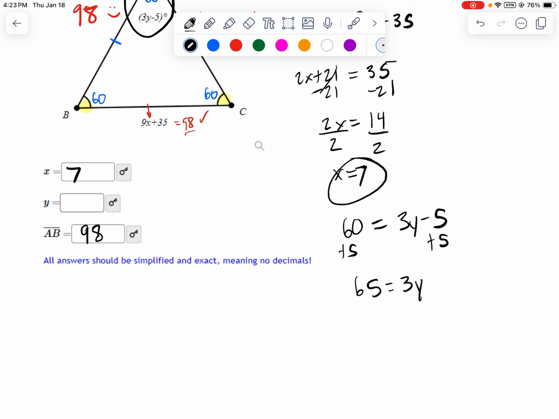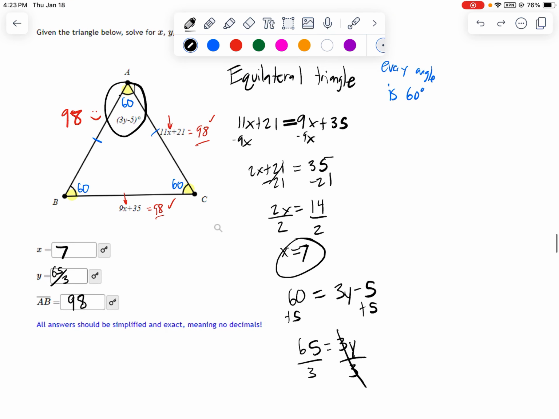Then just finish it off. Undo that multiplication with division. Divide by 3 on both sides, and we get 65 thirds as our answer for y. Now, you might be thinking, does that simplify? It doesn't, as it happens, so you won't need to worry about simplifying the fraction because it is simplified. So you can put 65 thirds on here. You don't want decimals because that's what your instructions say not to do. So put 65 over 3 as your answer and call it good.